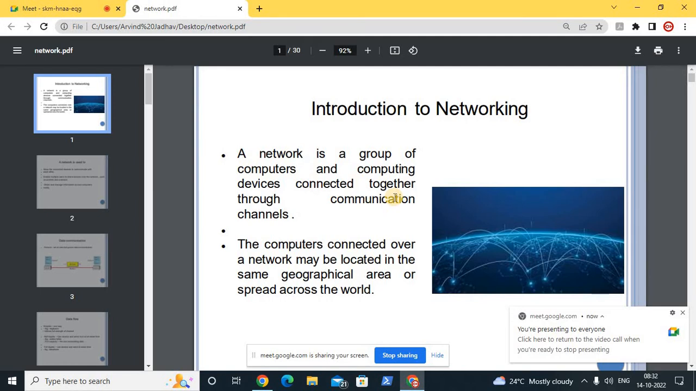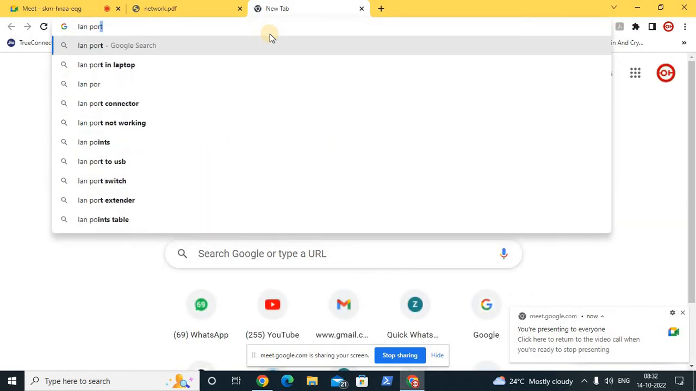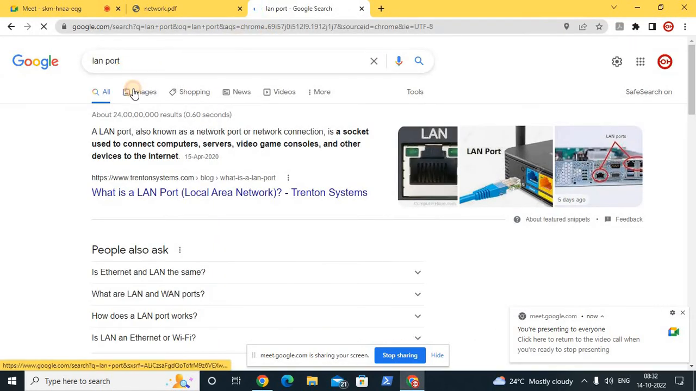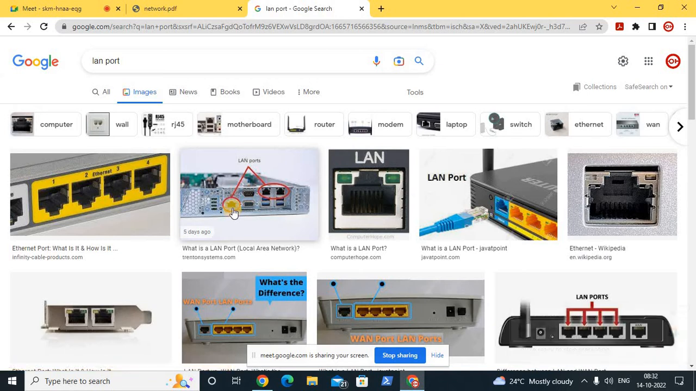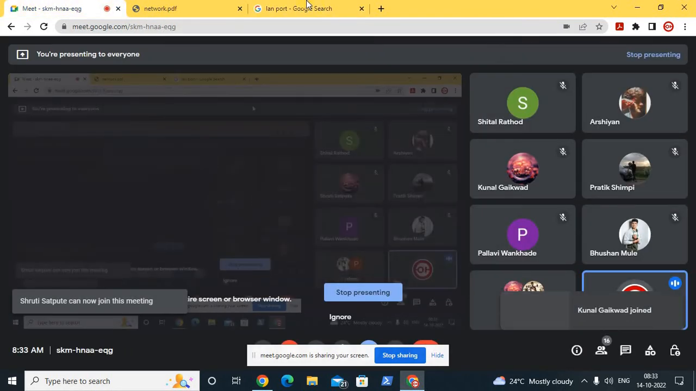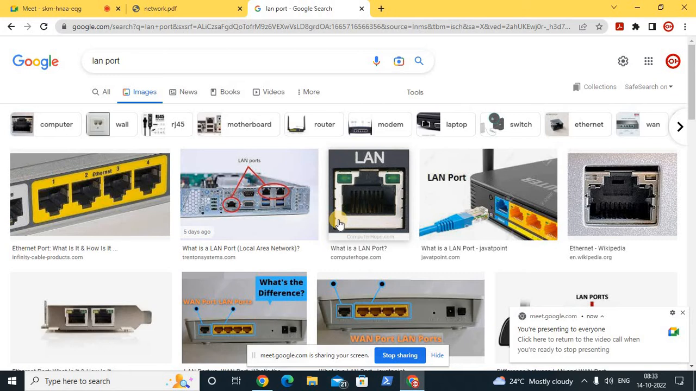There are various ways to do that. For example, have you seen the LAN port? Let me show you. This one is the LAN port. Generally we get the PC with this LAN port. We can insert an RJ45 cable inside it and connect to the internet or Ethernet, whatever it may be. Every PC, every laptop, every desktop has this port. Make a note of that. By using that port we can connect to a local area network.